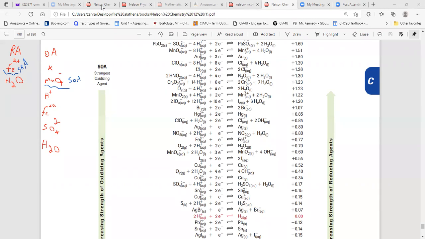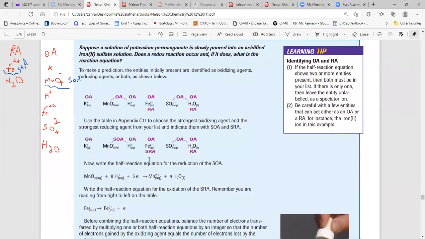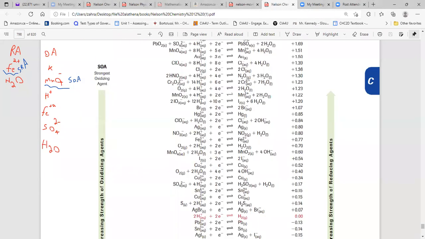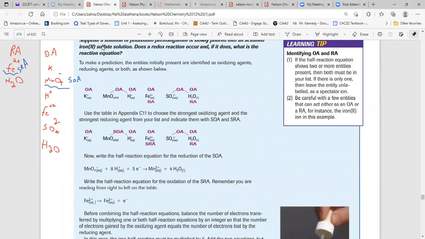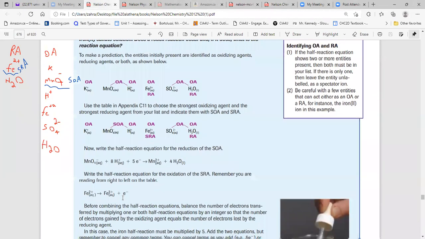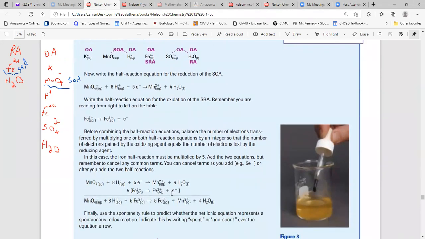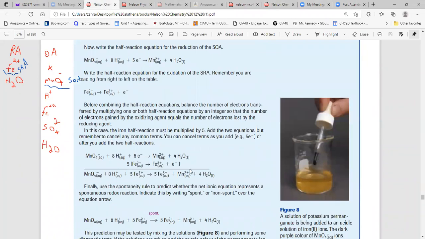Now, you find your stronger SRA and SOA. So you use these two. MnO4, which is your strongest, then we found it here. You write that reaction. And do the same thing for Fe2 plus, this one. You write both. Make sure for the second one, you write that from right to left, because this is for your reducing agent. So we're writing that, and now I have to multiply this one by 5 because I need to balance the electrons. I multiply this by 5 and I add both sides, so electrons cancel, and this is what I have.